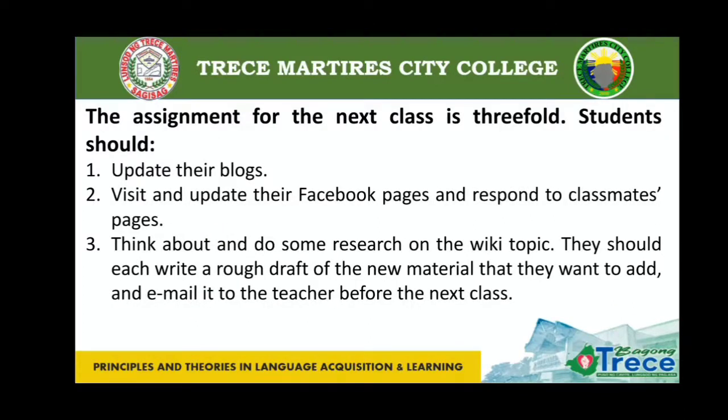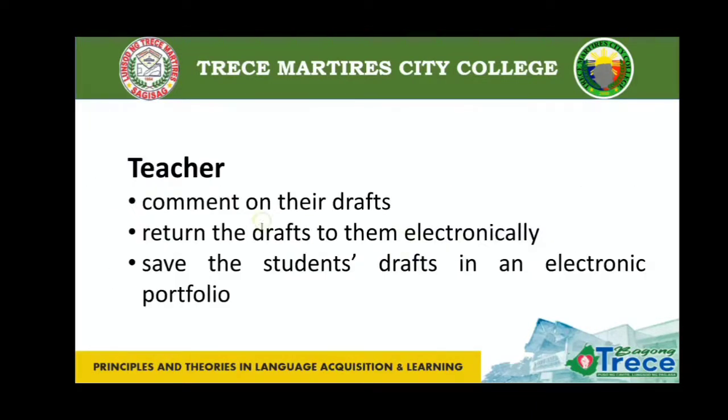The assignment for the next class is threefold. First, students should update their blogs. Second, visit and update their Facebook page and respond to their classmates' pages. And then third, think about and do some research on the wiki topic. They should each write a rough draft of the new materials that they want to add and email it to the teacher before the next class. And then the teacher will comment on their drafts, return the drafts to them electronically, and then save the students' drafts in an electronic portfolio.